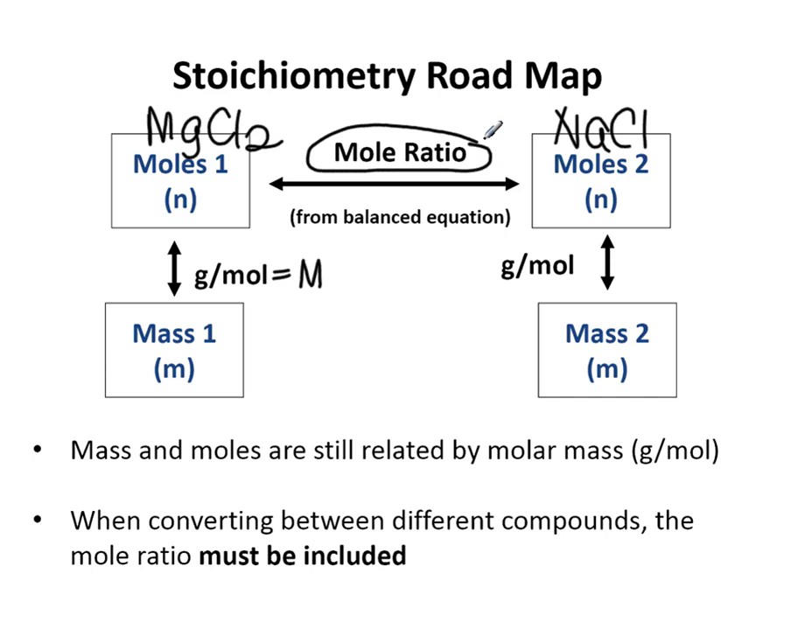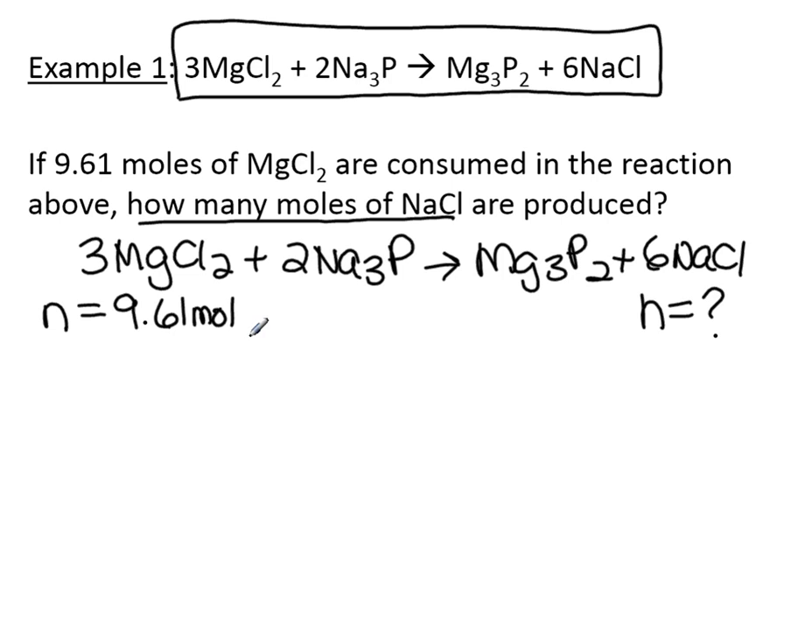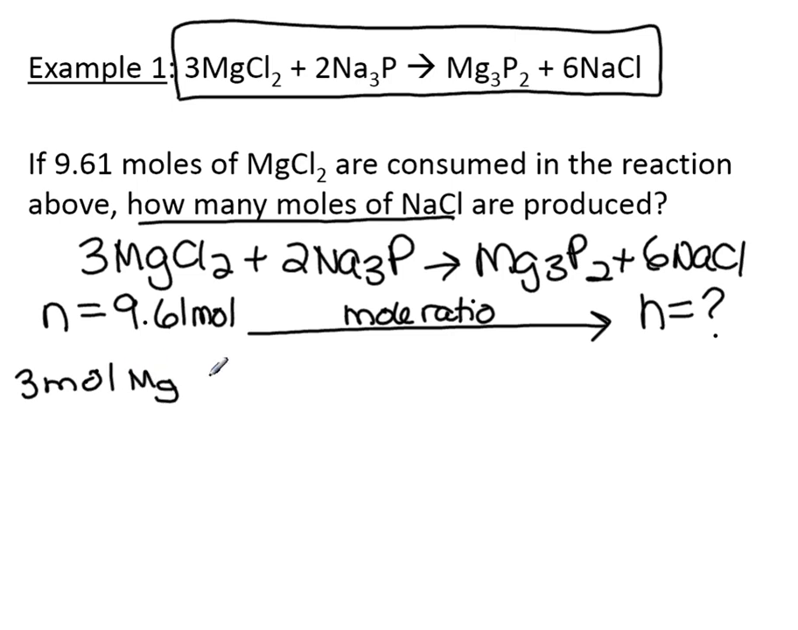How do I go from moles of one compound to moles of another? Look at this. There's our mole ratio from our balanced equation. So if I want to go from here to here, I need my mole ratio. Now, what's my ratio going to be? Here I have 3 moles of magnesium chloride. And over here I have 6 moles of sodium chloride. That's the ratio that I need to use. So how do I set this up? Just like your sandwich question.